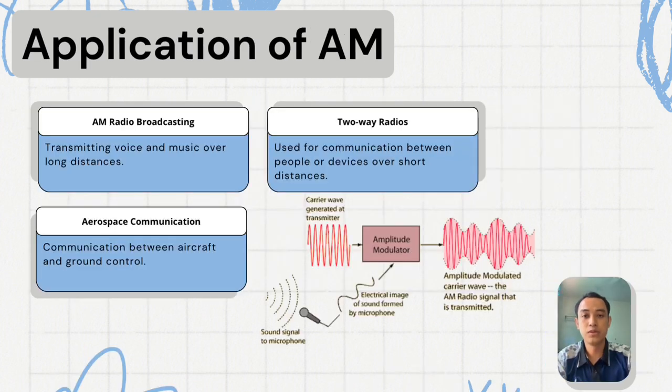So we go to the uses of amplitude modulation. The first one is AM radio broadcasting, transmitting voice and music over long distance. The second one is two-way radios, used for communication between people or devices over short distance. And the last one is aerospace communication, communication between aircraft and ground control.